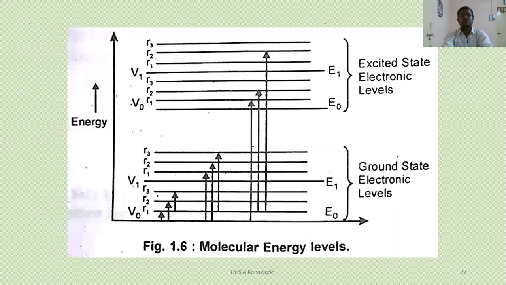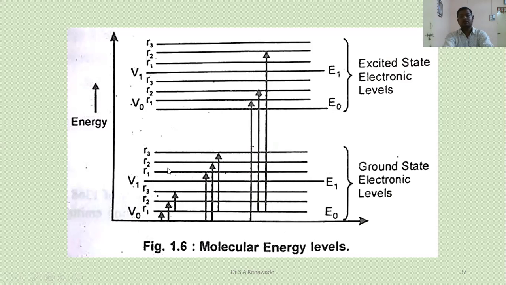If you can see here, the molecular energy level. Here, E term symbol is used for electronic level. Electronic level E0, E1. That is ground state electronic level, and here excited state electronic level. Between these electronic states, there is a vibrational state also, V0, V1.